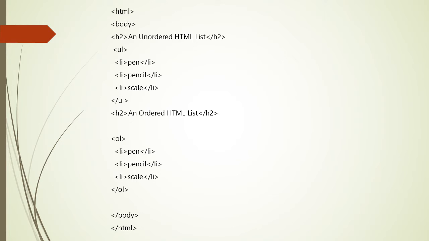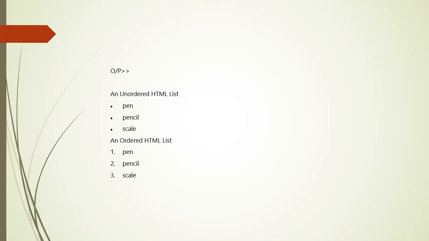Then consider about the ordered HTML list. We are using OL tag over here. Then list of items are enclosed in li and slash li. Close the OL tag slash OL. Close the body tag slash body, and end of HTML program slash HTML. So the output of this program will be this way: an unordered HTML list that is shown in bullet, and ordered HTML list will be shown in numbers 1, 2, 3 this way.